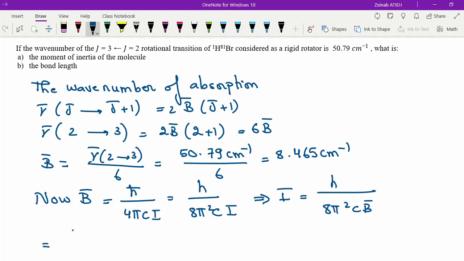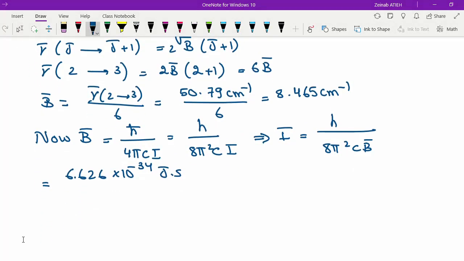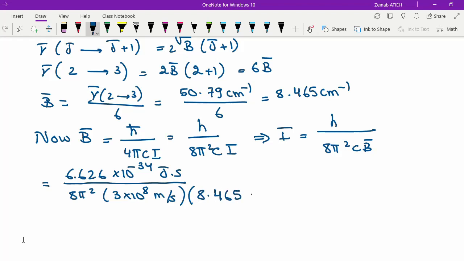So h is equal to 6.626 times 10 to the power minus 34, it's in joule second, over 8 pi squared, times 3 times 10 to the power 8, this is meter per second. So I have to change B bar to meter minus 1, or I can change c to centimeter per second. Anyway, I'll change B bar. It is 8.465 times 10 to the power 2 meter minus 1.